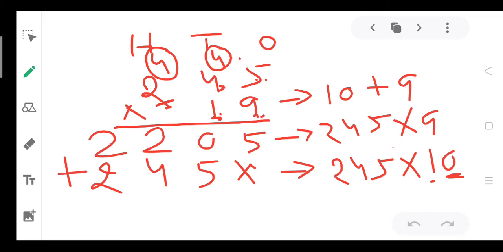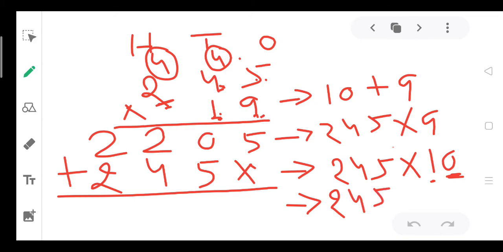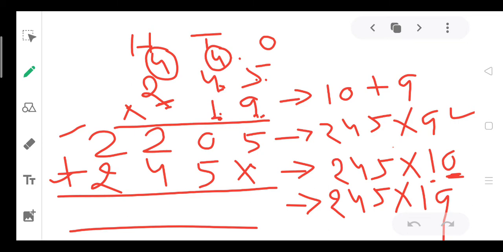Now we will add it, and this becomes the product of 245 multiplied by 19. If we add both, firstly the answer of multiplication by 9 was here, the answer of 245 multiplied by 10, we added both, so it is the answer of 245 multiplied by 19. 5 plus nothing 5, 0 plus 5 5, 4 plus 2 6 and 2 and 2 4.